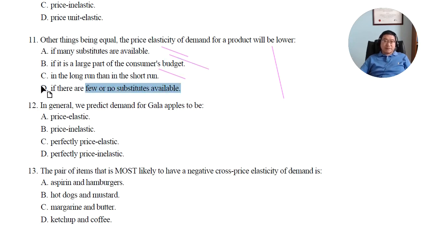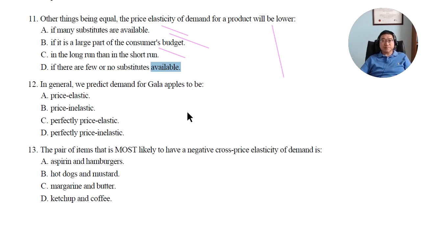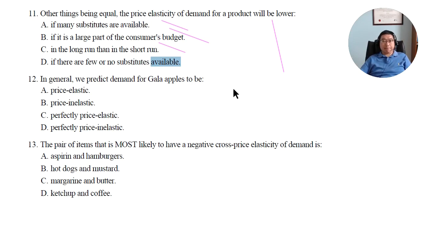And that sort of leaves us with this one. If there are few or no substitutes available, that is exactly one reason why the price elasticity of demand can be very low, just no substitute. If you want to do this thing, you have to have this product. That is kind of a fundamental reason for the low price elasticity of demand.